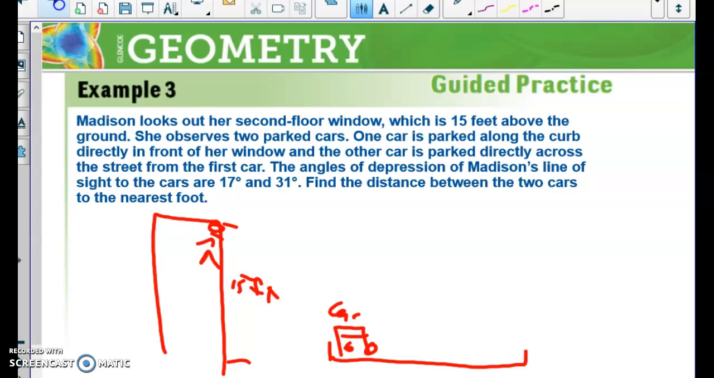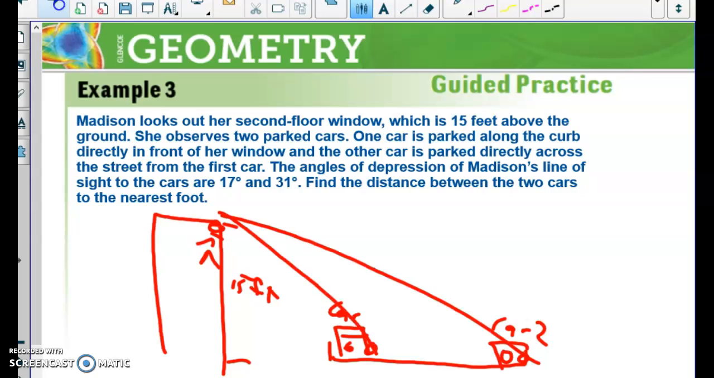The other car is parked directly across the street from the first car. So here's a second car. It's got a couple tires on there, and we'll call this car 2, just for the fun of it. The angle of depression from Madison's line of sight to the cars is 17 and 31. So if she's looking out this way, to car 2, it's 17 degrees. To car 1, it's 31 degrees. Find the distance between the two cars.